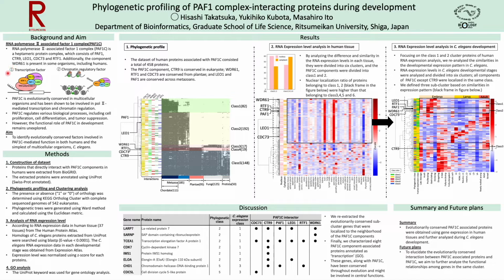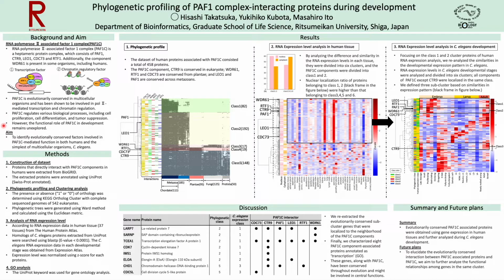PAF1C regulates gene transcription by associating with RNA polymerase II, and PAF1C also regulates chromatin remodeling through histone ubiquitination and maturation. It also has been shown that PAF1C is involved in cell proliferation, cell differentiation, and tumor suppression. However, the functional role of PAF1C in development has not been fully clarified.